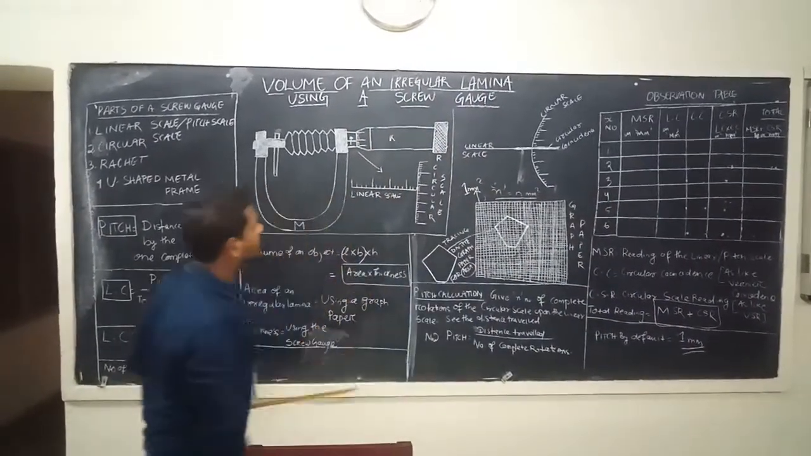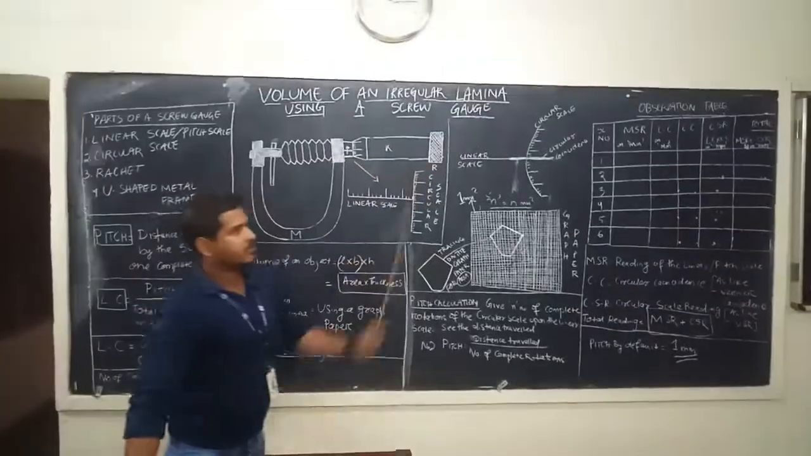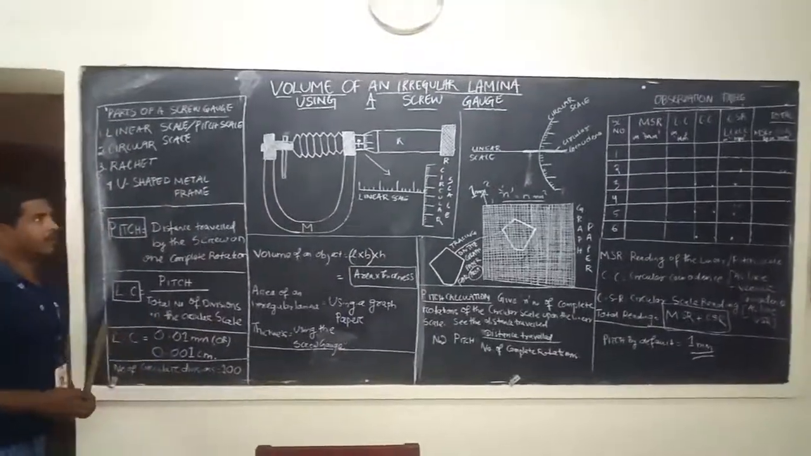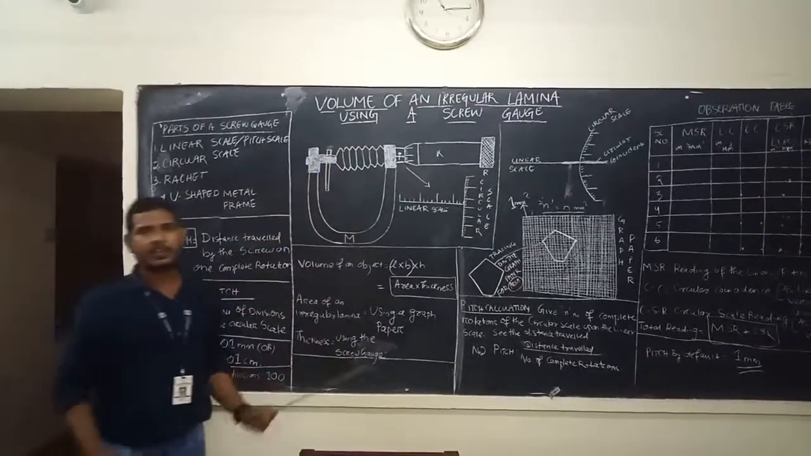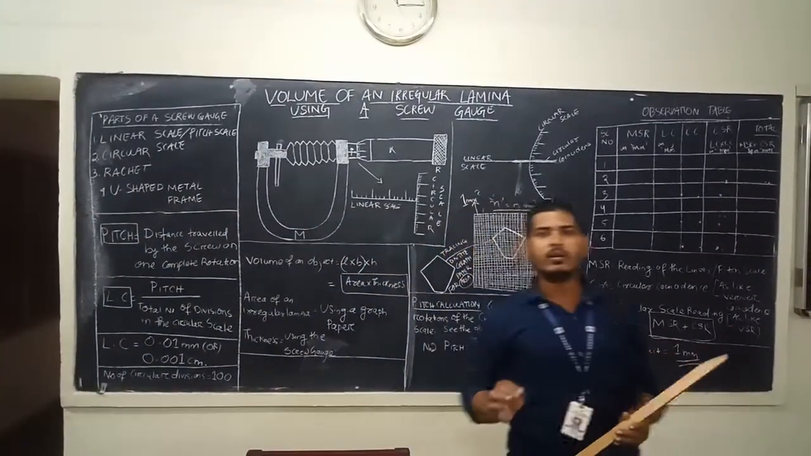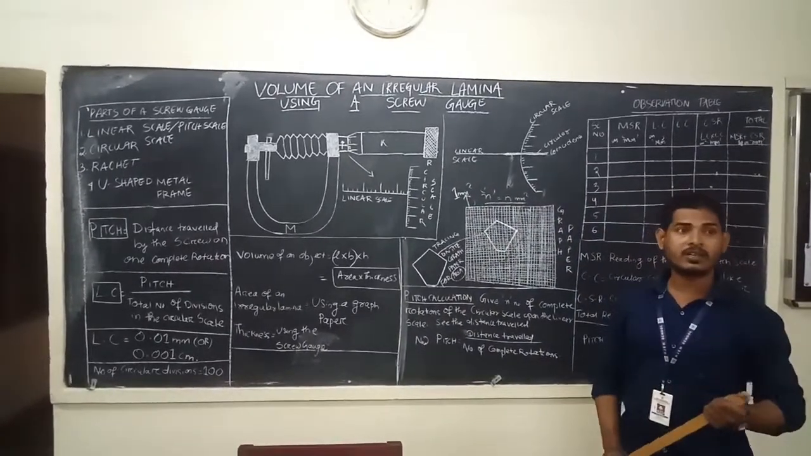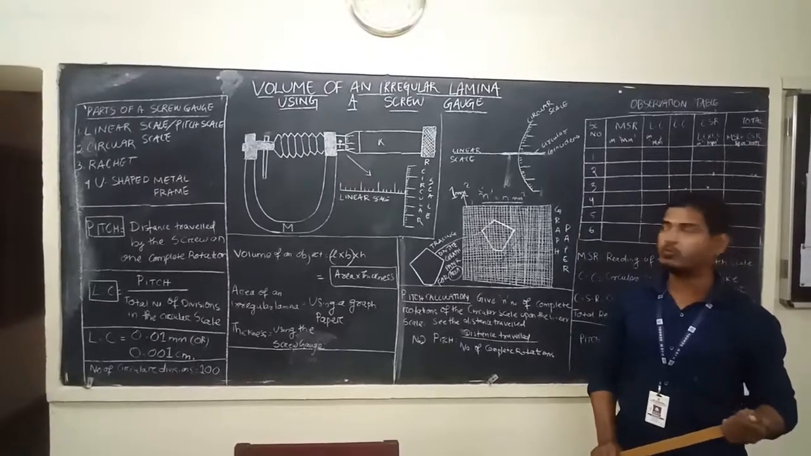Now you can see here we are coming across a term known as irregular lamina. So first of all we should know what is an irregular lamina. An irregular lamina is a 3D object without any definite size and shape, without a proper formula of volume like a conventional three-dimensional object such as a cylinder, sphere, and cube.